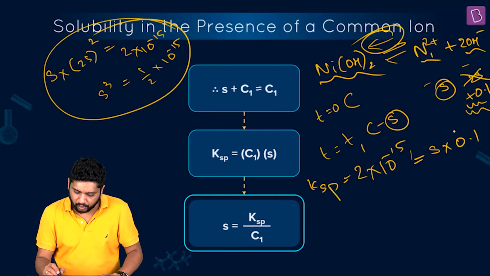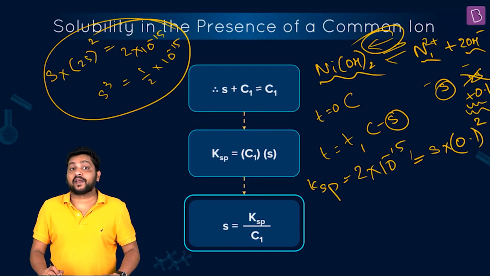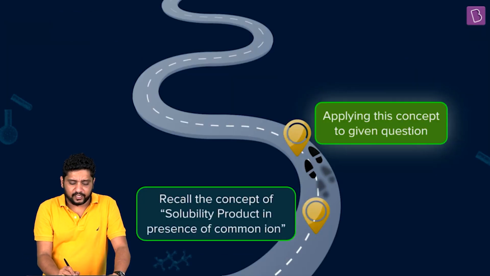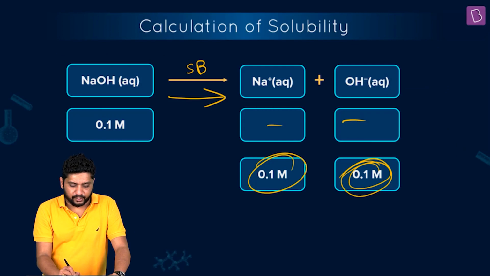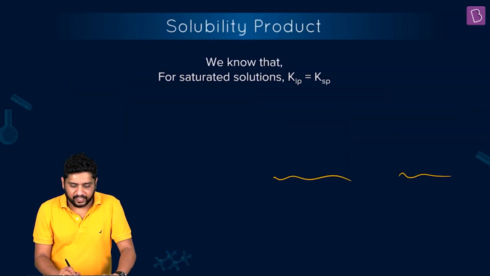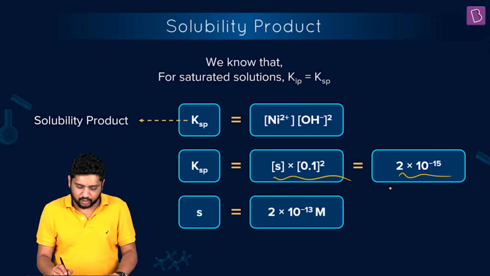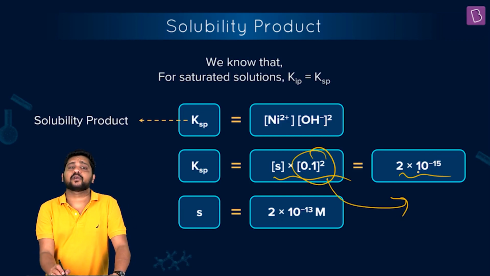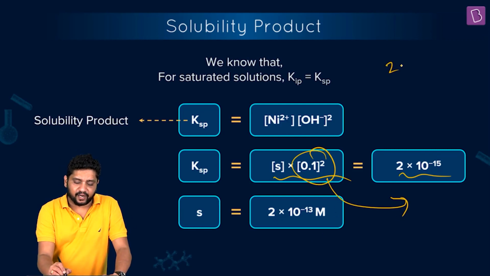Yeah, so S into 0.1 square, right? So Ni2+ into OH- concentration square. So we are getting 0.1 square. Right? So what do we know? We are getting this S to be equal to how much? We will take this 0.1 square to the other side. We will get 2 into 10 to the power minus 15 divided by 0.1 square, which is 0.01, right?